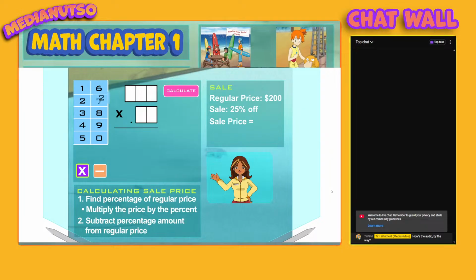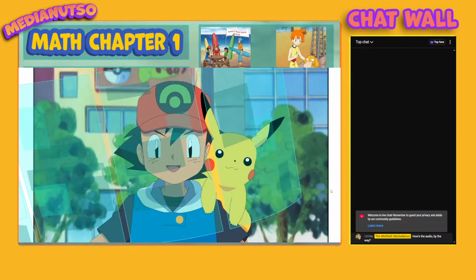Okay, in goes the regular price and our decimal percentage, 0.25. Now, let's calculate. Don't forget, the number of decimal places in the product equals the total number of decimal places in the factors. Got it! So the decimal point goes 2 places to the left. Cool! 25% of 200 is 50. But we still don't know the sale price.